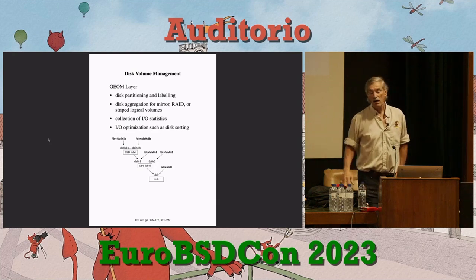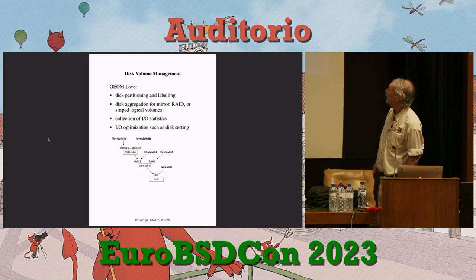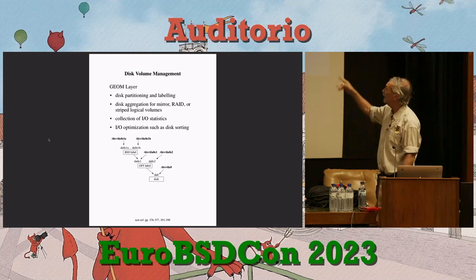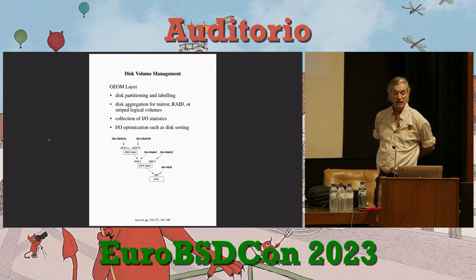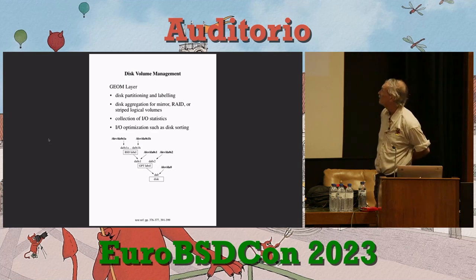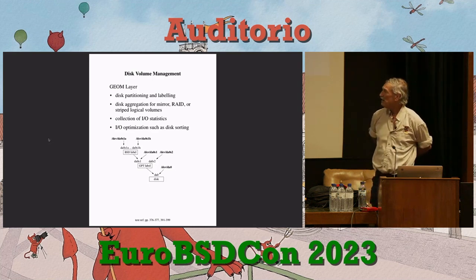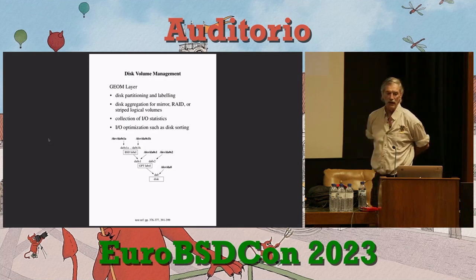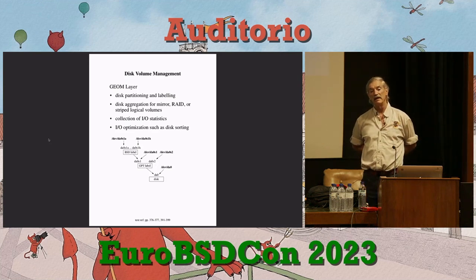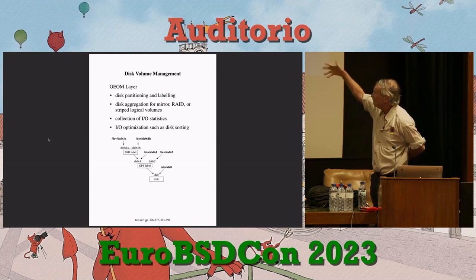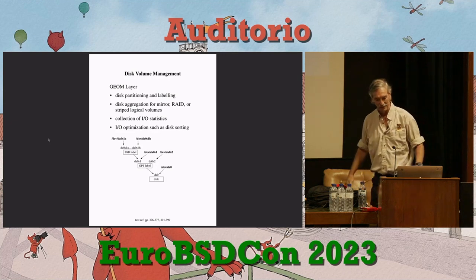All right, so the GEOM layer can do things like disk partitioning. It can do the aggregation of disks, as I just described, for mirroring or RAID or whatever. Also, since all the I/O is coming through this layer, it's an ideal place to do collection of I/O statistics, and those are the statistics that ultimately get propagated up. For example, when your process exits, if you ask for the statistics, you can see how much I/O it did. It's also an ideal place for doing I/O optimization, so things like disk sorting, which of course is important for spinning rust, not so much for solid state disks. But this, again, is the layer in the system where that kind of thing happens.